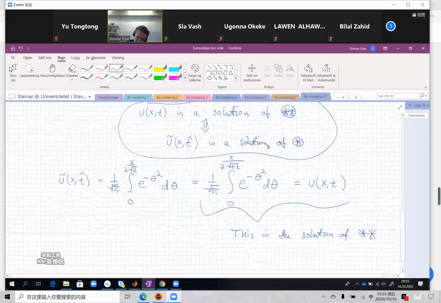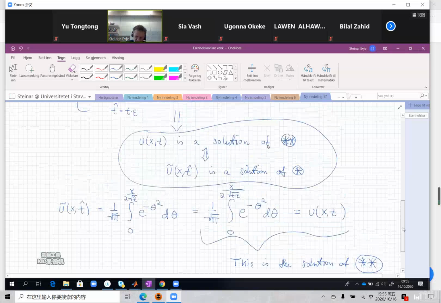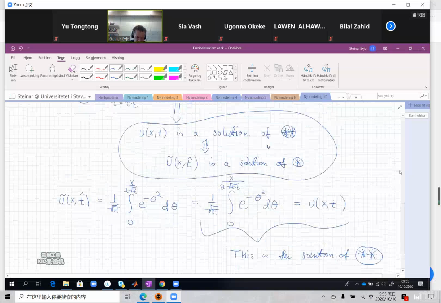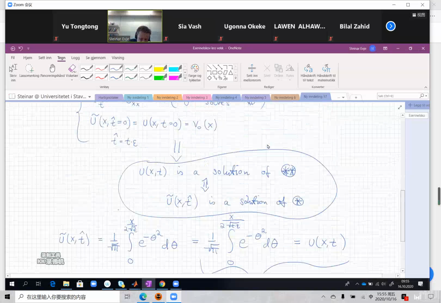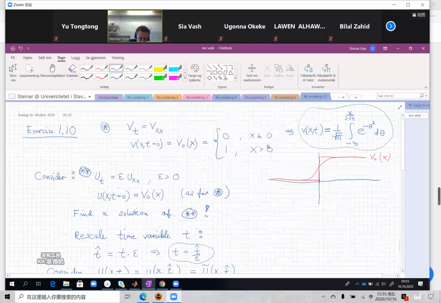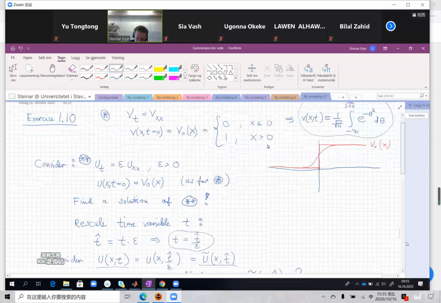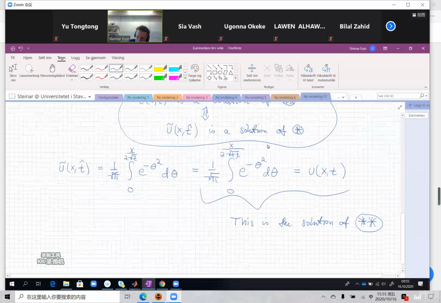So this is the solution of our second problem, because it now expresses the solution in terms of the variables x and t, which are involved here. And we also see how, as we should expect, epsilon now appears in the solution and has an impact on how this solution behaves.